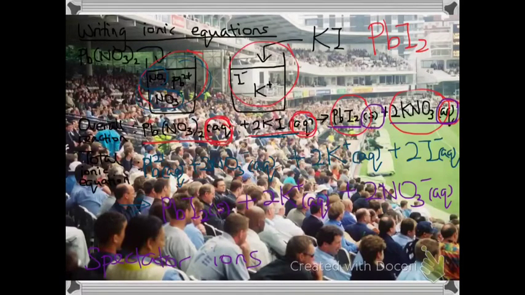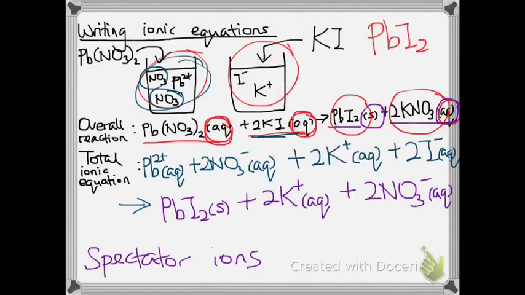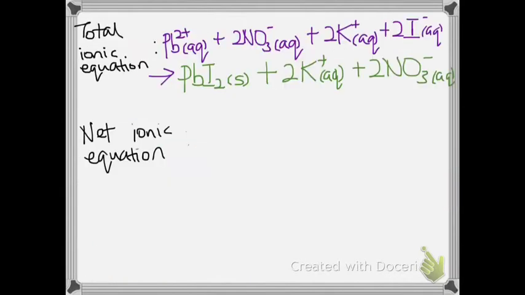Now, how does that apply to writing ionic equations? Let's take a look at the next slide. Remember our total ionic equation is given here. Remember we said spectators do not affect the outcome of the match. Which are the spectator ions here? Spectator ions are the ions that remain unchanged before and after the chemical reaction.